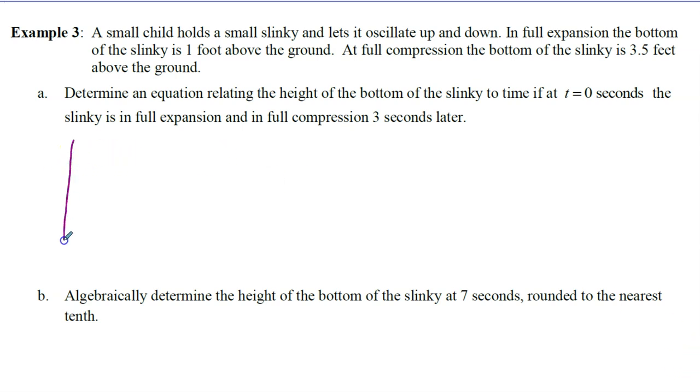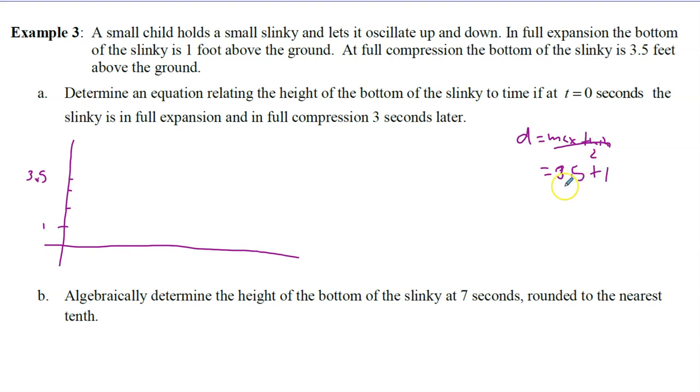All right, so always, always, always draw a picture. So full expansion, it's hanging down. It'll be 1 foot above the ground, and full compression, so if that's 1, call that 2, call that 3, call that 3.5. So D is max plus min over 2. So the max height is 3.5 plus 1 over 2. That's 4.5 over 2, or 2.25.